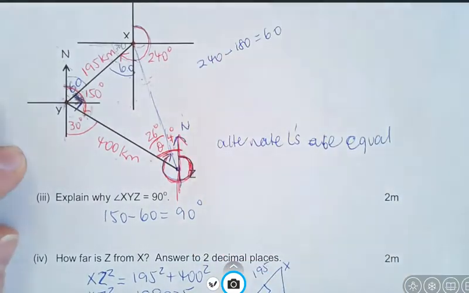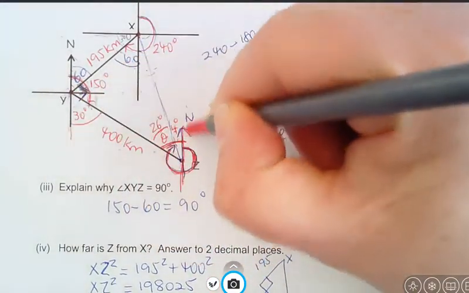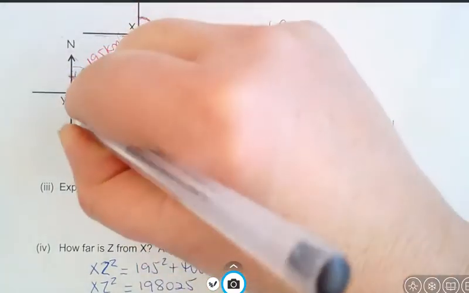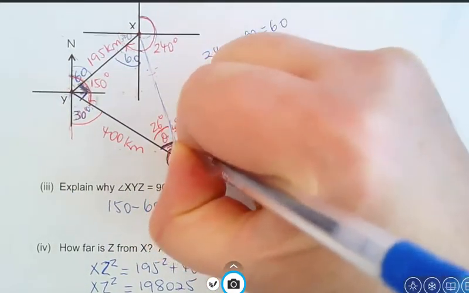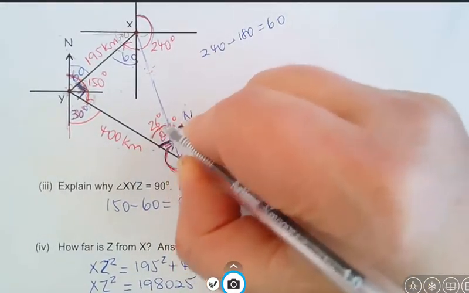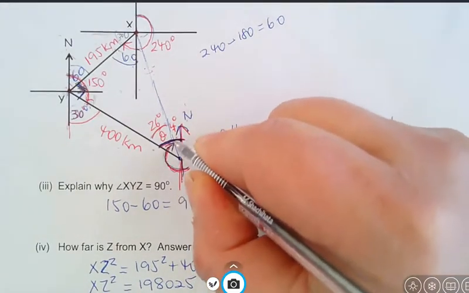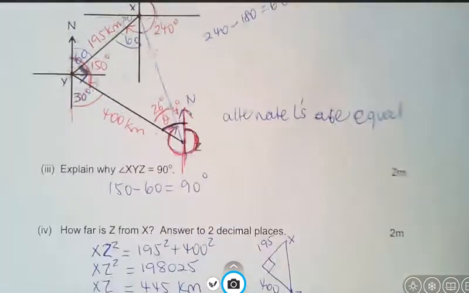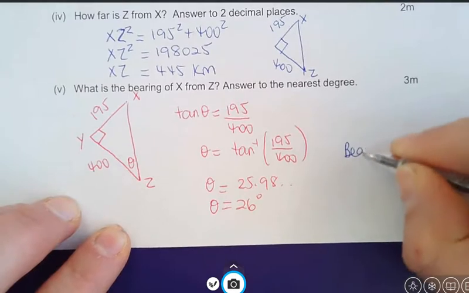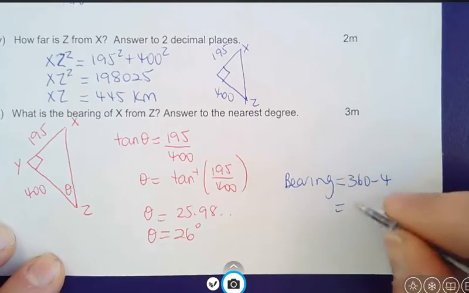That's one way to do it. I know there's a lot on this diagram. I'm sorry. So we've got alternate 30. I really need another color. So this is 30. I can do my alternate, and that whole thing there is 30. But I know this little bit here is 26, so that bit must be 4. So therefore the bearing is a full circle minus 4 degrees, which is 356.